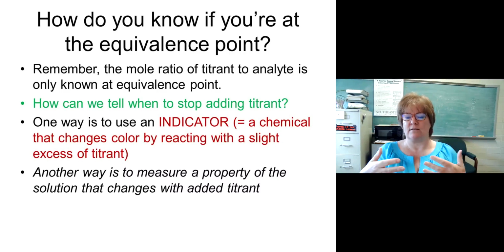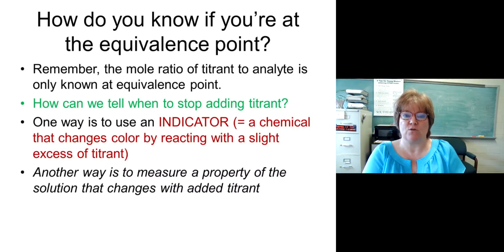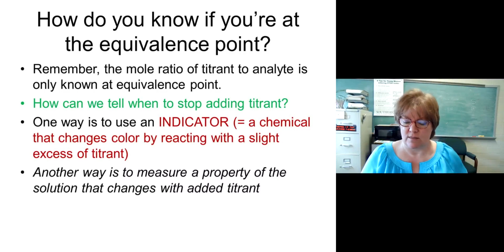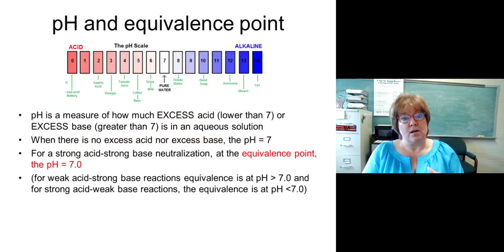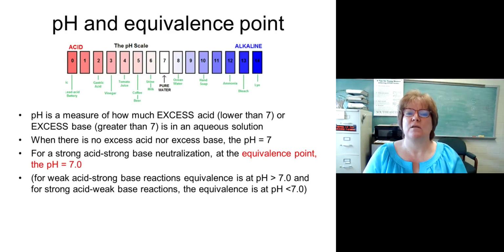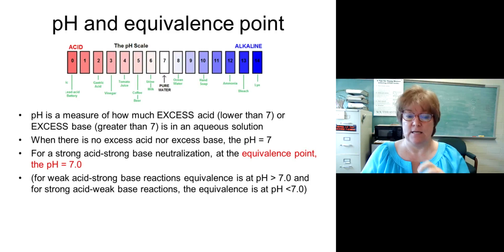We can also measure some properties. So we can be doing measurements on the solution as I'm adding it, and I'm looking for a certain property to be changed, like a pH or something like that. We're going to use pH for our equivalence point. If I have a strong acid, strong base reaction, then I will be at total neutrality when I reach this equivalence point. That's exactly at a pH of 7.